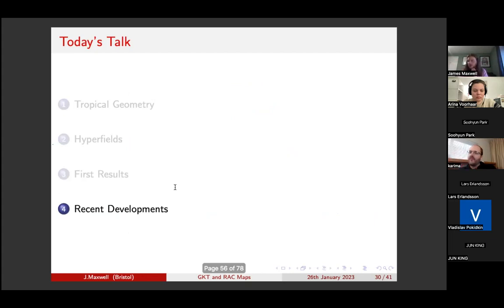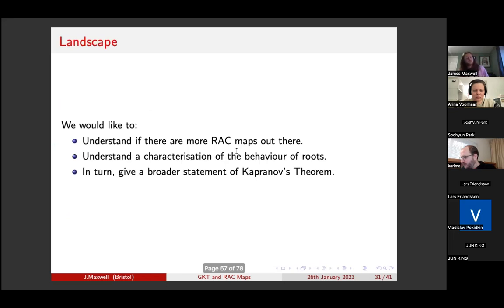For the last portion of the talk, I'm going to talk about some results which aren't on the arXiv yet, but hopefully they will be in the next couple of months, because we're in the process of developing them. Some of the questions we were discussing before we started the project: can we understand whether there are more RAC maps out there? Can we give some characterization, some classes of these maps, some nice constructions, and some more characterization of the behavior of roots? In turn, can we give a broader statement of Kapranov's theorem in general, rather than just H to T? Can we give it for two hyperfields in general?